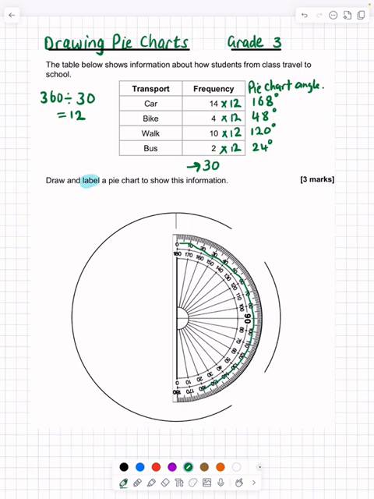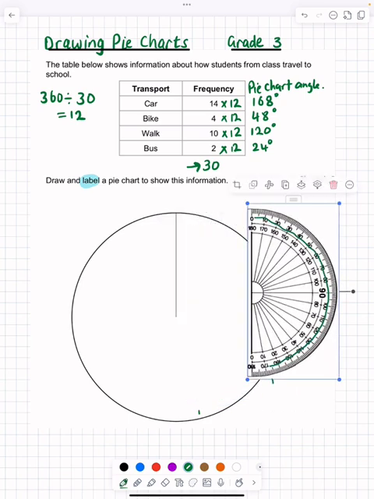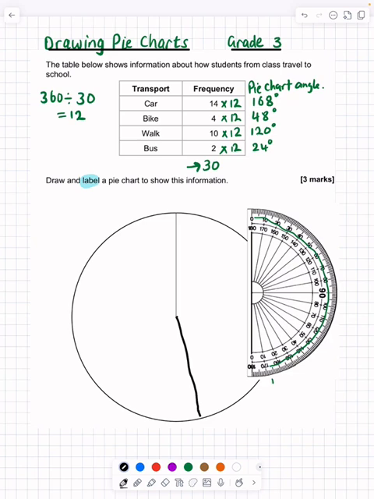168 is somewhere over here. So 168 degrees. We move the protractor a little bit out of the way, get a ruler and draw a line from the center to the point that we just plotted. So that is 168 degrees, and that is labeled as car.